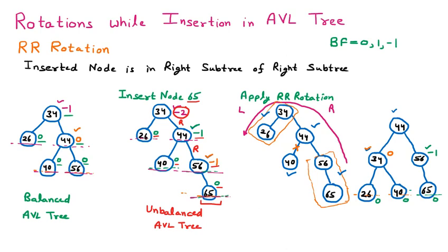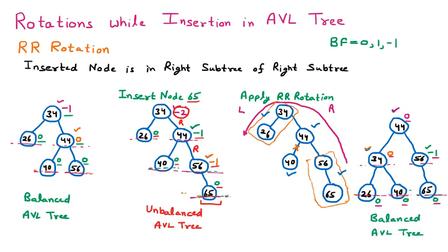Now we are finding the balancing factor of 44. Here on the left hand side there are one level and two levels, and on the right hand side one level and two levels. So 2 minus 2 is 0. So all the balancing factors are there. Now we have to find out whether these balancing factors are following the criteria. If we check, 0, 0, 0, 0, minus 1, 0. So all these balancing factors are following the criteria that the balancing factor should be 0, 1 or minus 1. So this is again a balanced AVL tree.